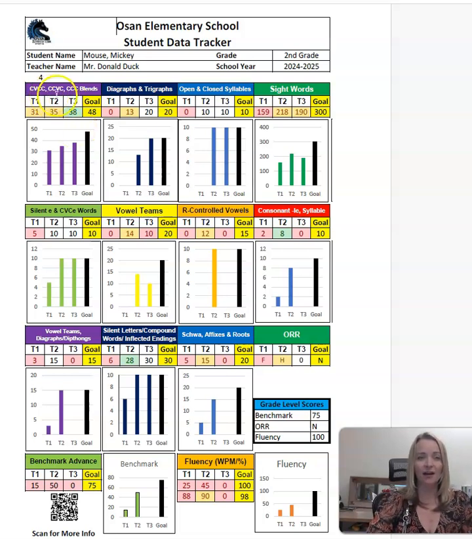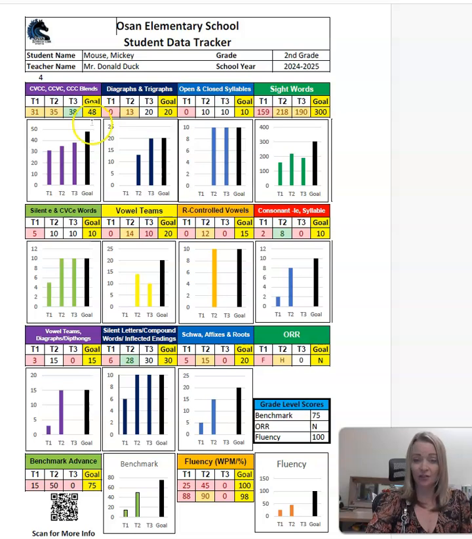So on the data tracker, you'll see your child's name, grade, teacher's name, and school year. It will show you the skill that we're testing. It's right here, the colored parts. And then this T1, T2, T3, that's actually test 1, test 2, test 3.